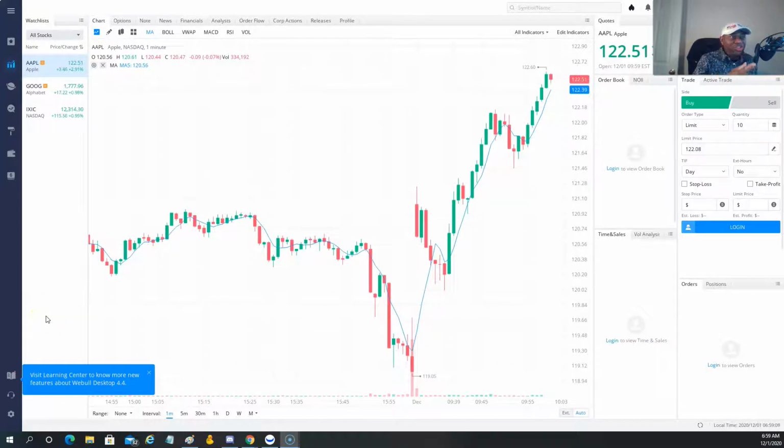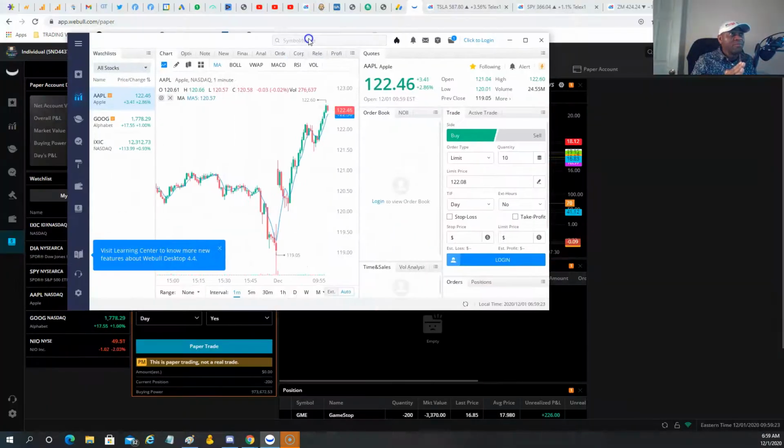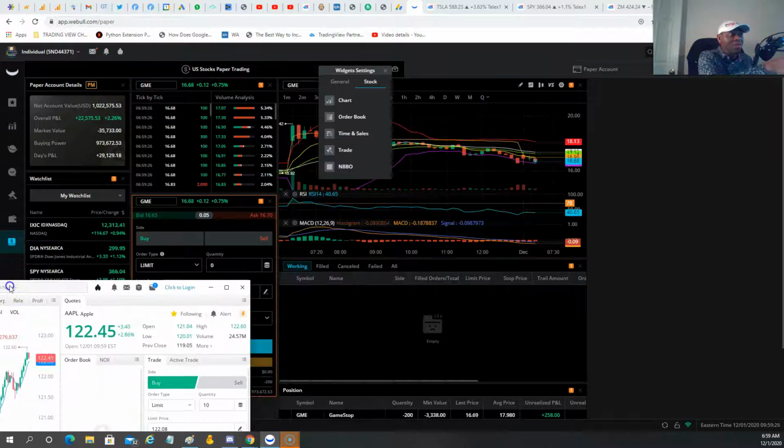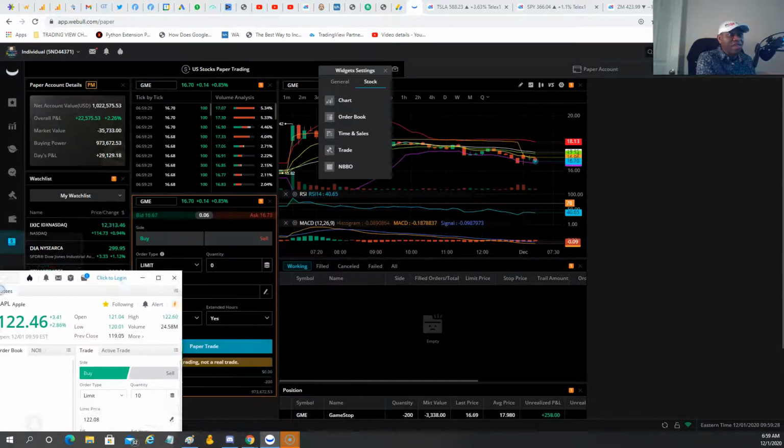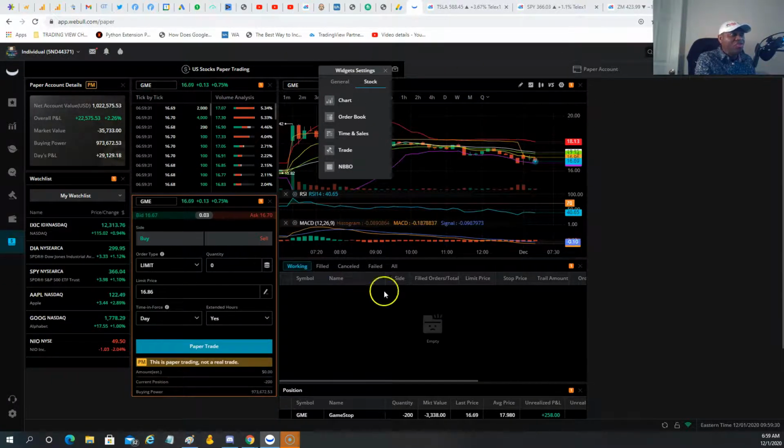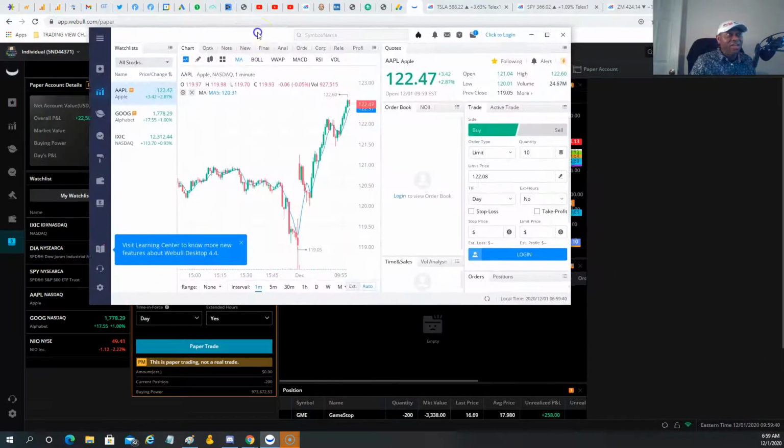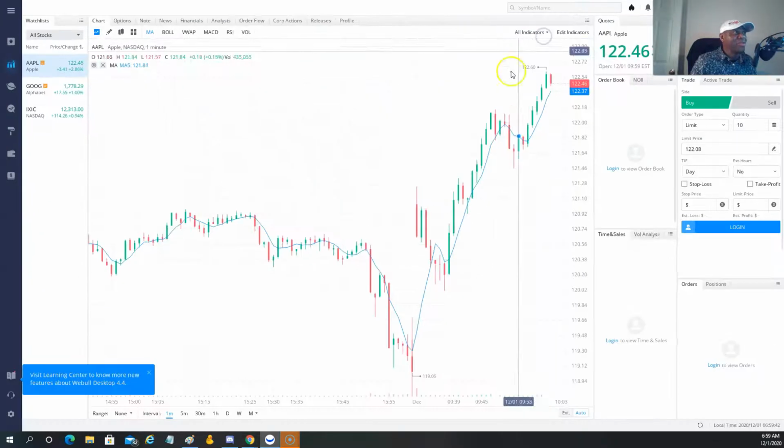I am going to show you my first time going into Webull Desktop 4.0. I downloaded it maybe a couple of days ago, but I've been trading off of the website. This is the website over there. All of the settings that I have in the background, I'm going to go over in the next few minutes here live, and see if I can set up my Webull Desktop 4.0 exactly in the same manner. Without any further ado, let's just go ahead and get started.